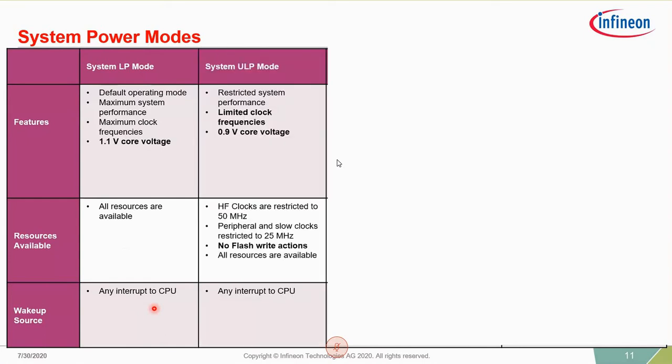Now there is another power mode where the system performance is restricted to reduce the power consumption, and that is system ultra low power mode. Here the clock frequencies are limited and the core voltage is set to 0.9 volts. The high frequency clocks are restricted to 50 megahertz. Peripheral and slow clocks are restricted to 25 megahertz. Flash write actions are not available in this mode, and all the other resources are available. Again, any interrupt to the CPU will wake the CPU from low power mode into system ULP CPU active mode.